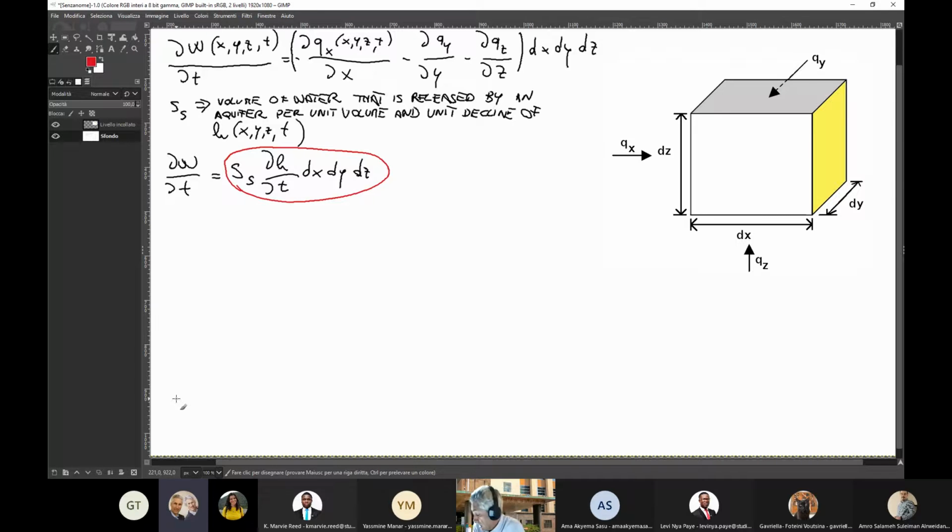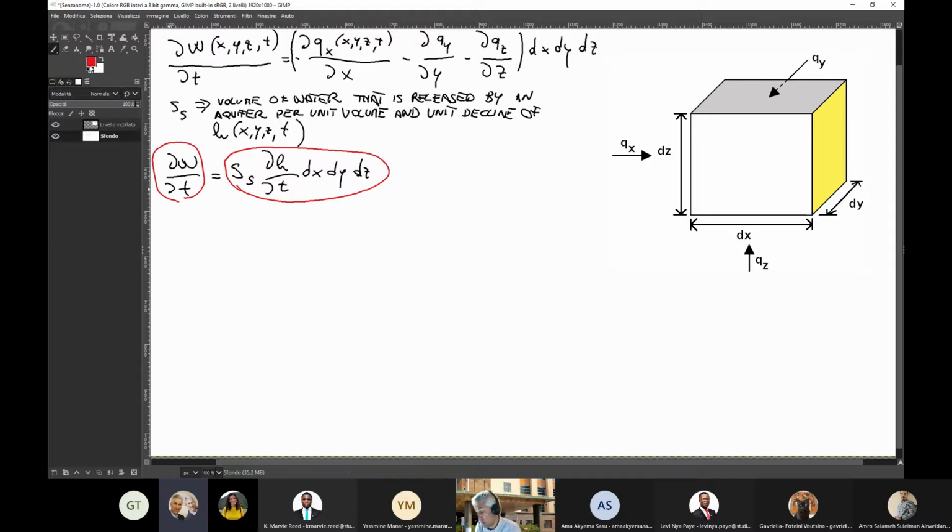Because, given that SS is the volume of water that is released per unit volume and unit decline, of course, if I multiply SS by the change of the hydraulic head with respect to time, and I multiply SS by the volume, dX, dY, dZ, then of course I obtain the change in the volumetric content W with respect to time. So I obtain the left-hand side.